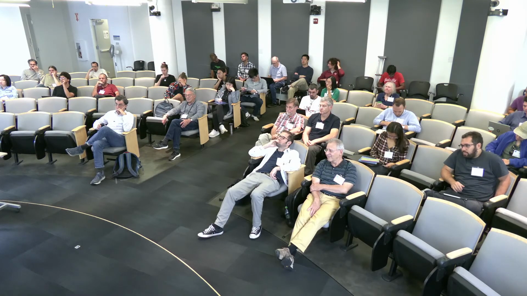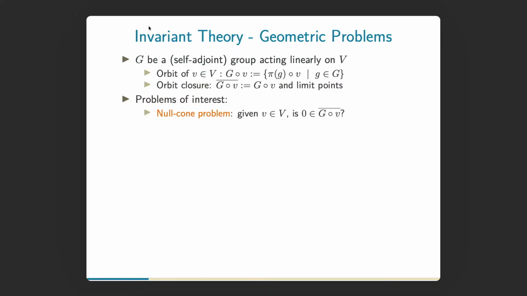Okay, so here are problems of interest. We saw one already from matrix scaling. If I give you an element of my vector space, like a matrix, is 0 in the orbit closure? Which means, can I act with the group and get as close to 0 as I want? That was part of the matrix scaling problem. This is generally called the null-cone problem. If you want to say, Hilbert was already working on this.